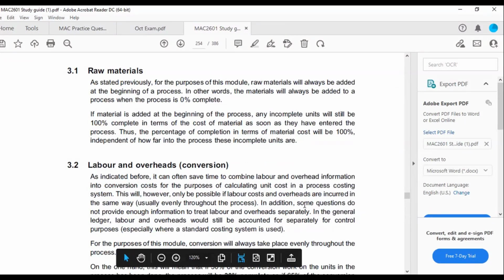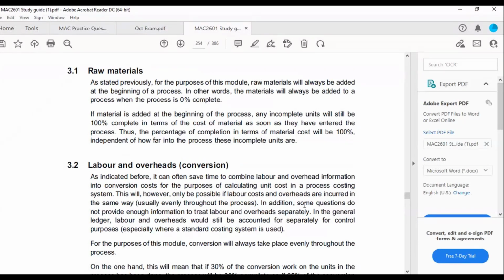Let's look at the rules. I want us to spend more time on what your module is saying, because if you understand the rules and the definition, you'll be able to apply it to your calculation. Raw materials, as stated previously, for the purpose of this module will be added at the beginning of the process. It's that flour, egg, milk, those coffee beans that are raw. They will be added at the beginning of the process. So in other words, materials will always be added at 0% completion.